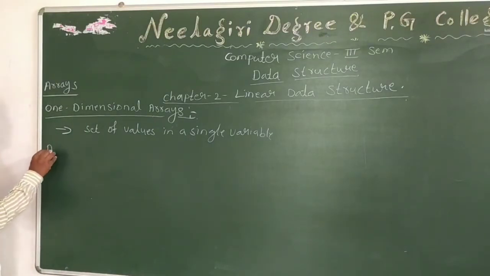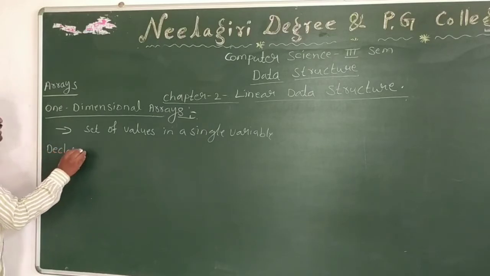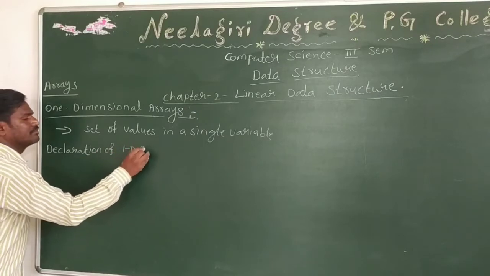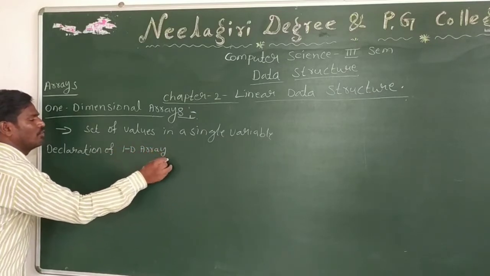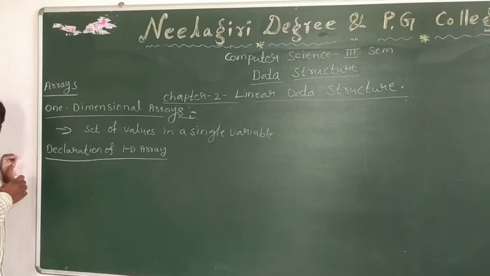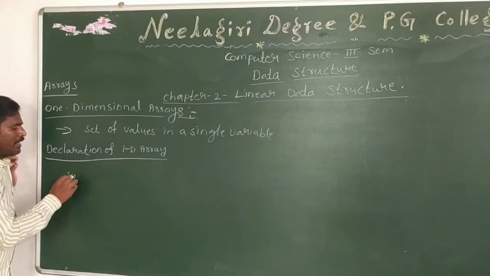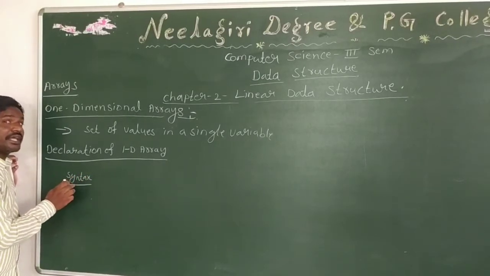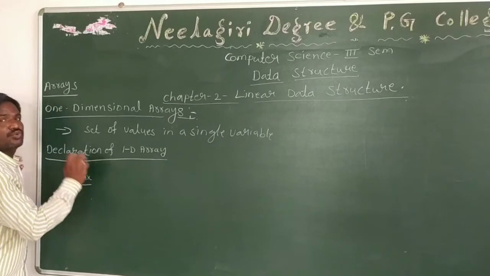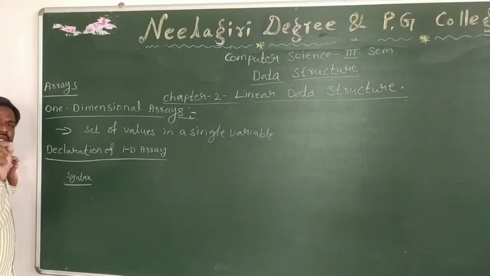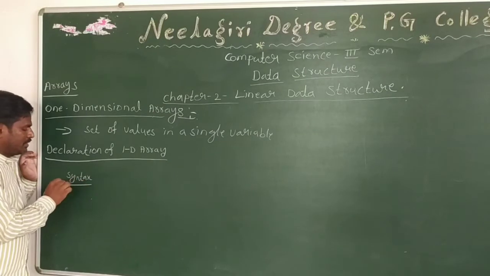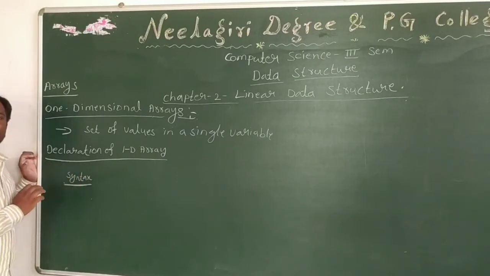Now, how to declare an array? Declaration of a 1D array. A one-dimensional array can be declared like this. We have a syntax. What is syntax? It is a grammar rule we have to follow. Just like in Telugu, Hindi, English languages, there is grammar and you have to follow it. Similarly, in computer language there is grammar, and that grammar is called syntax.